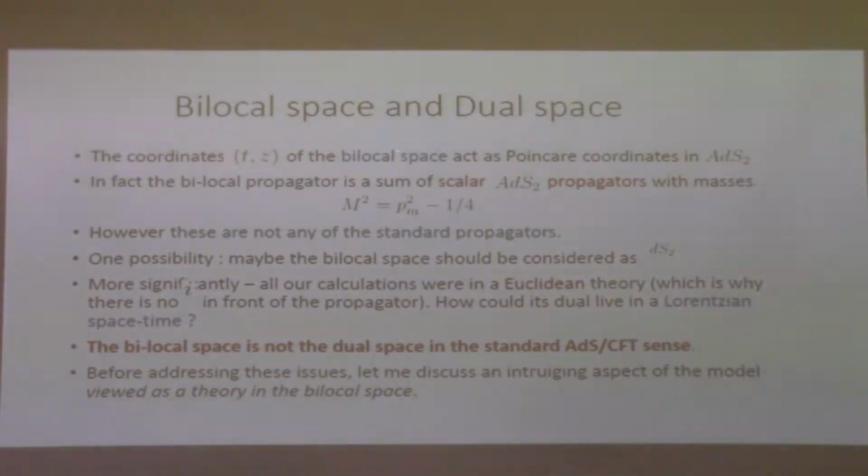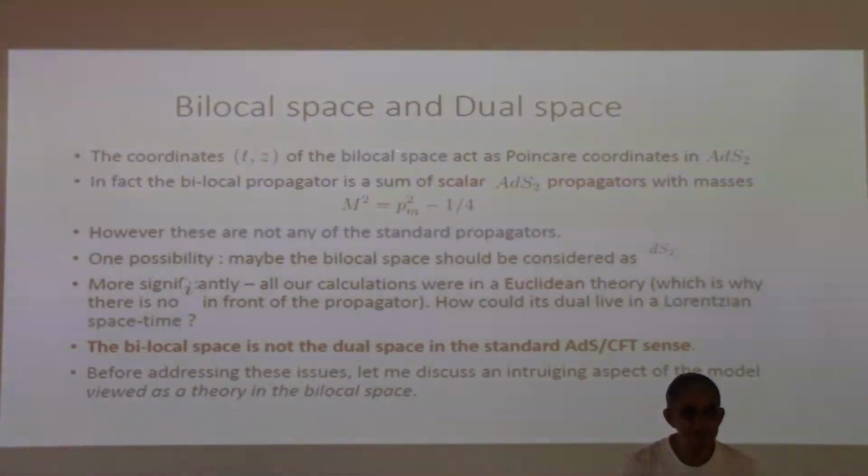So it is natural to ask, how could it be that the dual lives in a Lorentzian theory, even if you started out with a Euclidean theory? In standard AdS-CFT, this would never happen. So it leads to the conclusion that the bilocal space cannot itself be the dual space-time in the standard sense of AdS-CFT. This is one of the main issues which I'll address, and our ideas about how to solve this problem. But before doing that, let me discuss an intriguing aspect of this model.